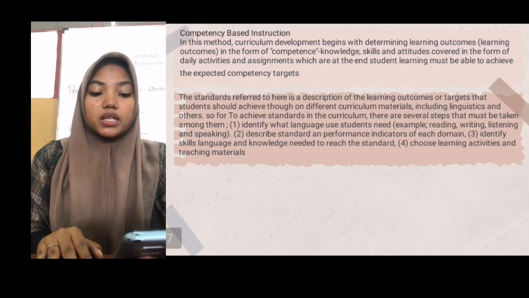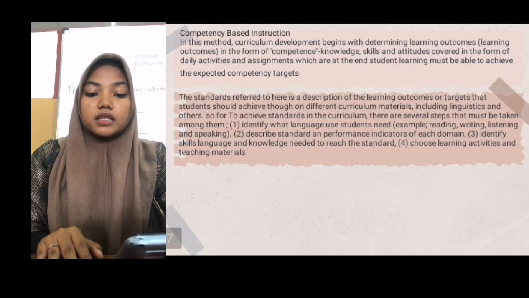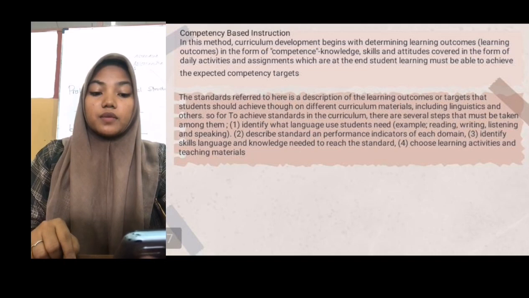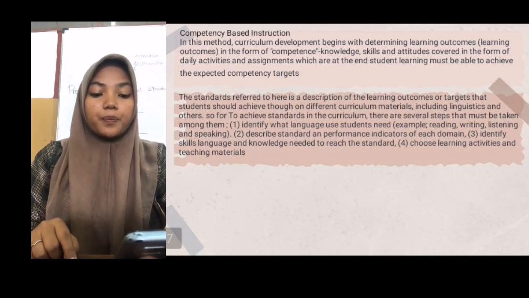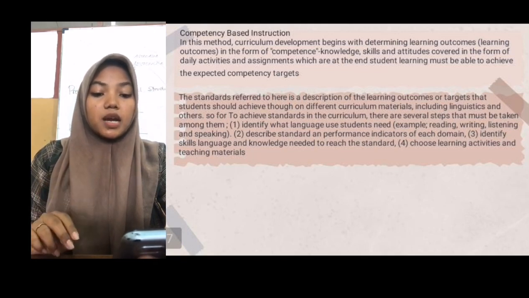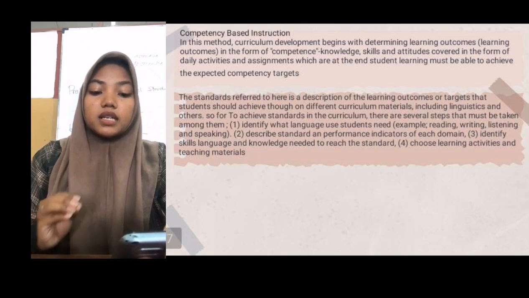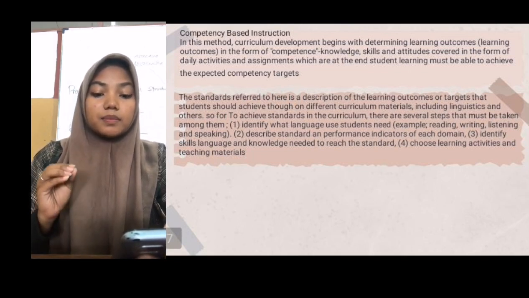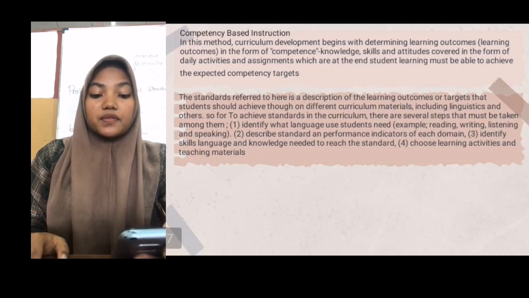For the activity standard in the curriculum, there are several steps, among them: 1. Identify what language a student needs, for example reading, writing, listening, and speaking. 2. Describe the standard and its indicators in its domain. 3. Identify the skill, language, and knowledge needed to reach the standard. 4. Choose learning activities and teaching material.